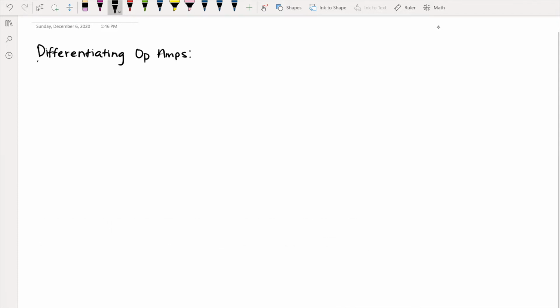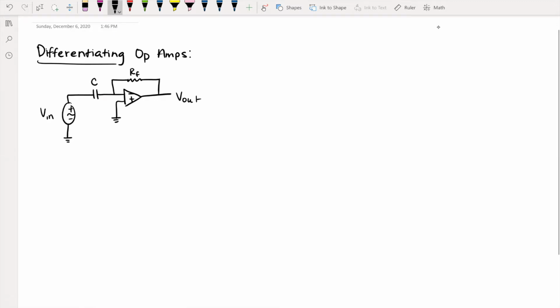Honestly, it does exactly what it says: it differentiates. So I'm going to draw a circuit with a resistor labeled RF, and this is a capacitor labeled C. As you can see, I have an input voltage of Vin and an output voltage of Vout. I should also note this is in the time domain.